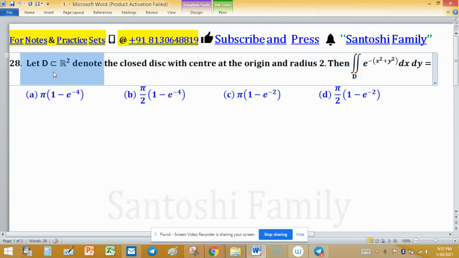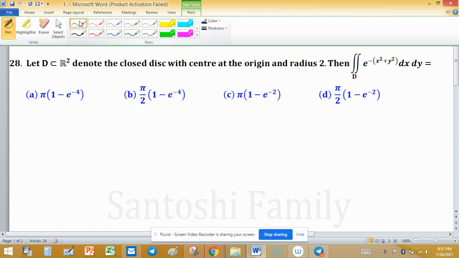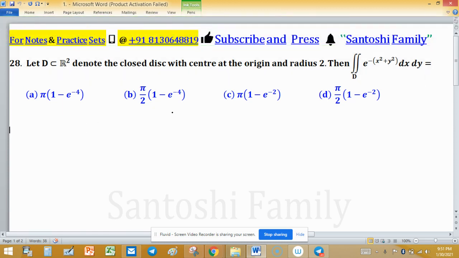Let D be a subset of R square, denote the closed disk with center at the origin and radius 2, then the double integral over D of e raised to the power minus (x square plus y square) dx dy is equal to. This is a double integral problem and we have to solve it, and one option will be right.